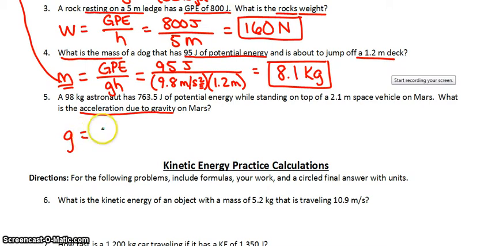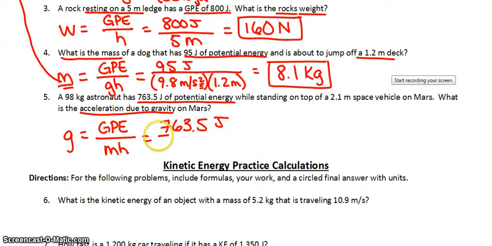Go back and look at your formulas. G equals GPE divided by mh. Let's figure out what all these numbers mean. We have 763.5 joules of potential energy. So let's fill that in right here. Our mass is a 98 kilogram astronaut. Our height, 2.1 meters on top of the space vehicle.